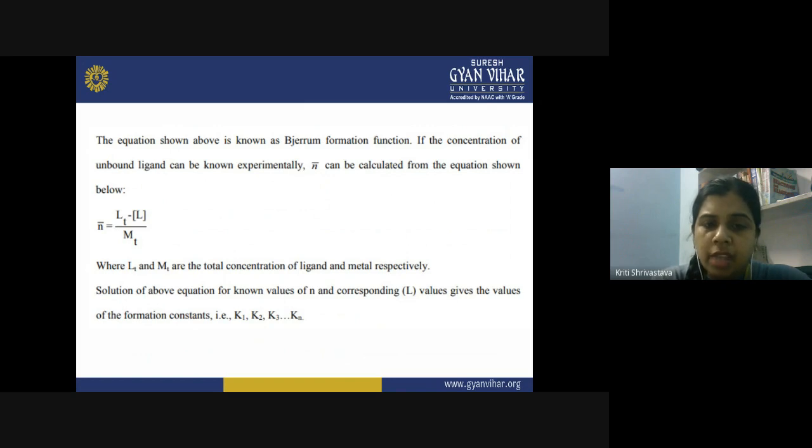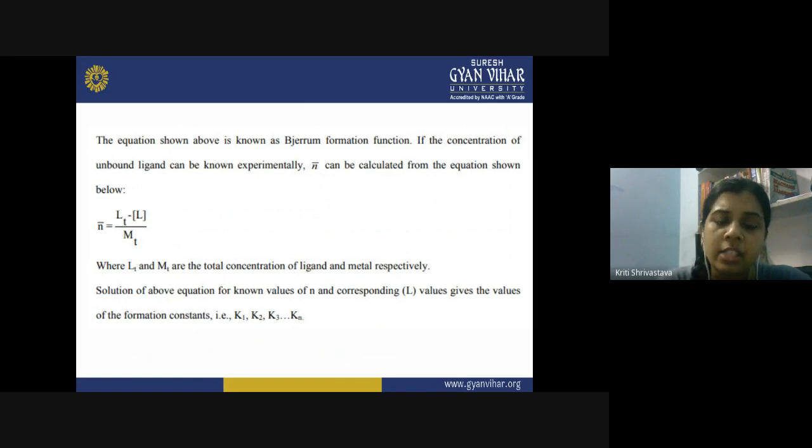So a solution of the above equation for known values of n bar and their corresponding L values gives us the value of the formation constant. So the individual formation constants, the stepwise stability constants, you can calculate them. And this was not possible with the earlier methods. In the earlier methods, either we were determining the composition of the complex, that is the value of n, or we were determining the overall stability constant.